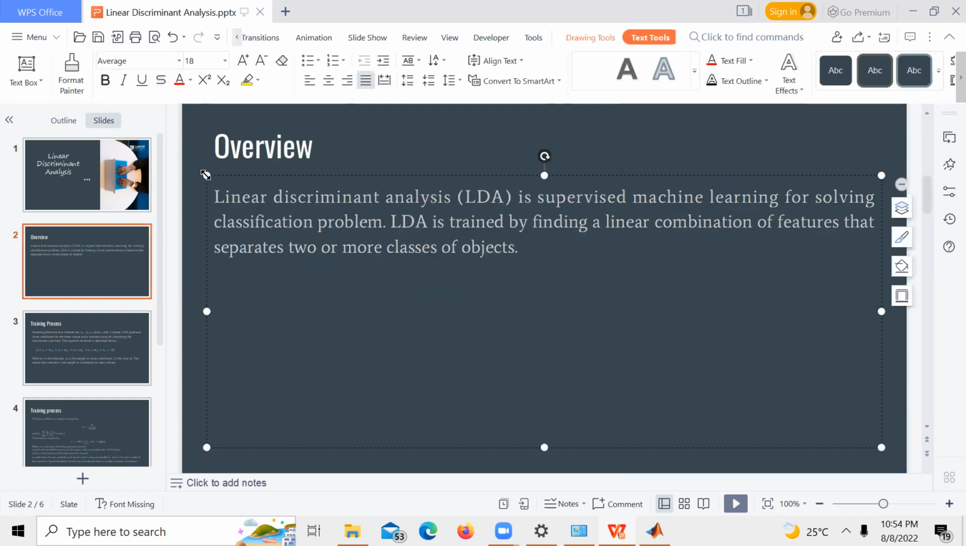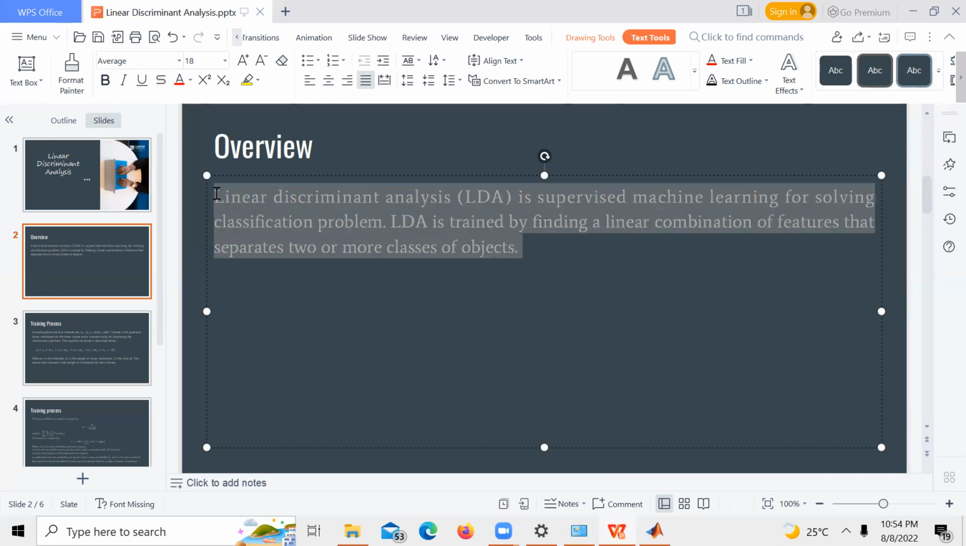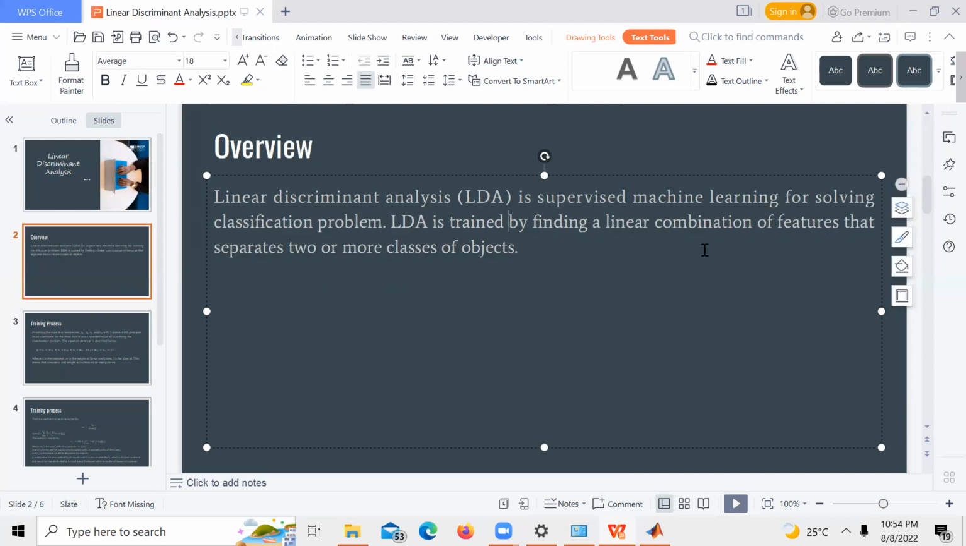So we'll be discussing linear discriminant analysis, LDA, which is a supervised machine learning algorithm for solving classification problems. How do we train an LDA? LDA is trained by combining different features with the classes. So the definition I give here says linear discriminant analysis is a supervised machine learning algorithm for solving classification problems. LDA is trained by finding a linear combination of features that separates two or more classes of objects.